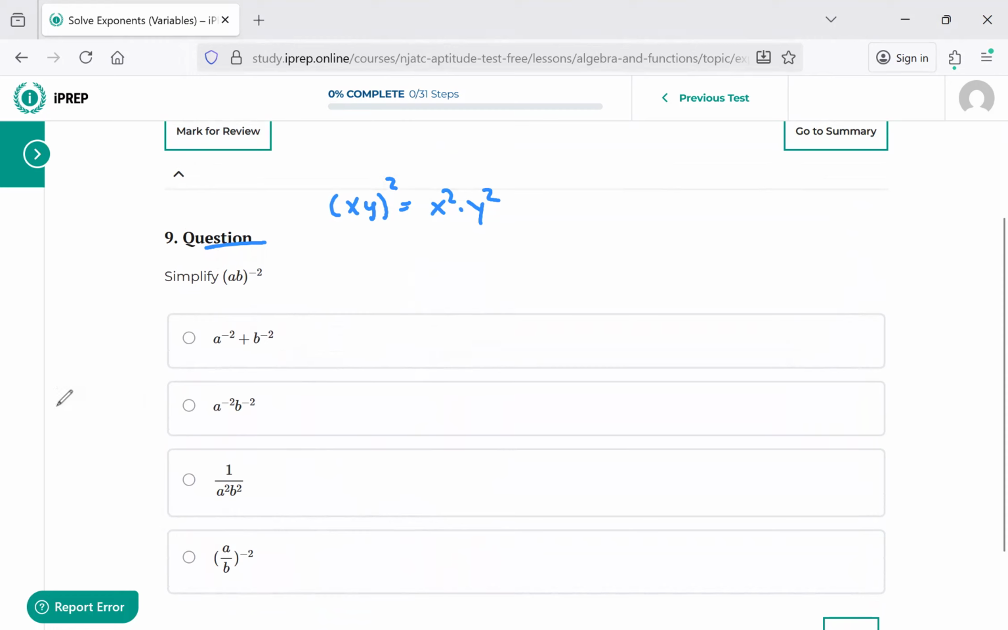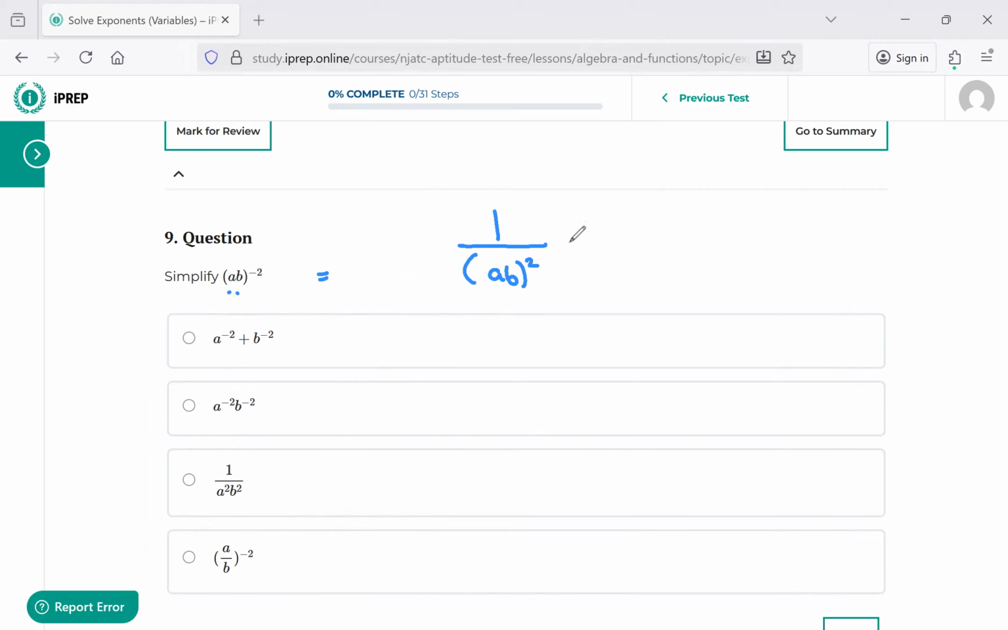Next one, question 9. We have parentheses AB raised to the negative 2. First, check the inner parentheses: can we combine like terms? Can we simplify this? No, we can't, because these are different letters, A and B. So we can't simplify the inner parentheses. We'll just have to rewrite this as a positive power. So it's the same thing as 1 over parentheses AB squared.